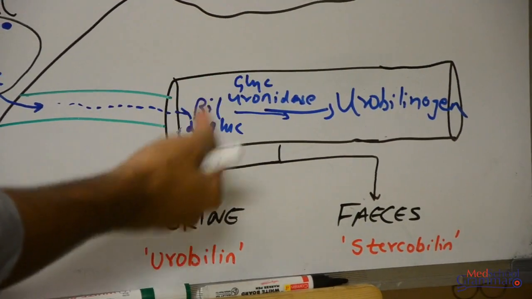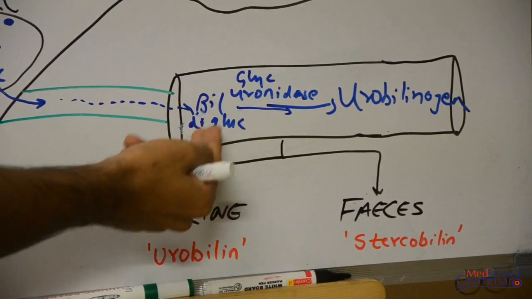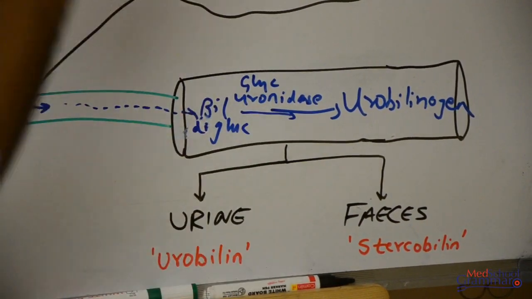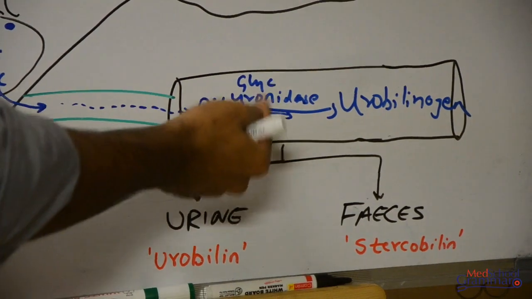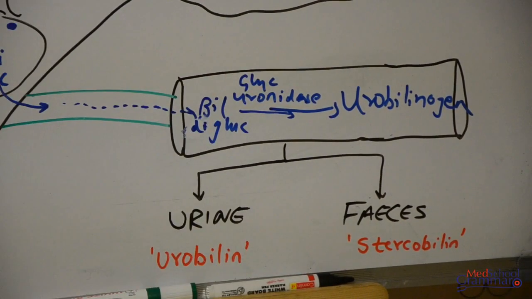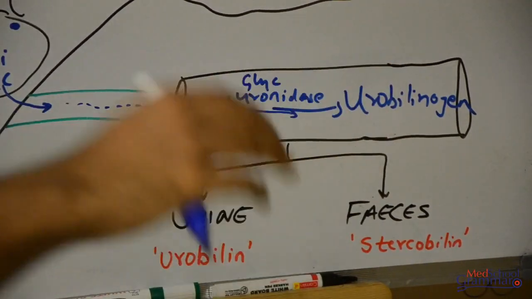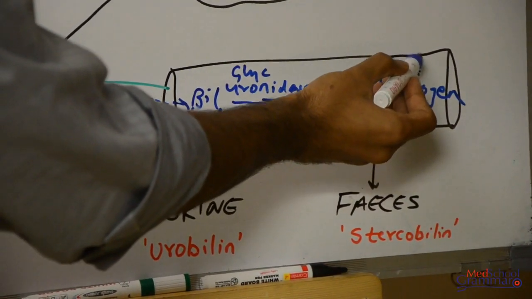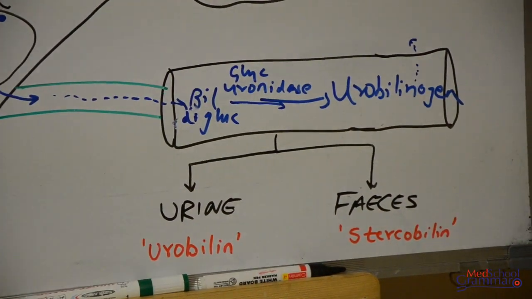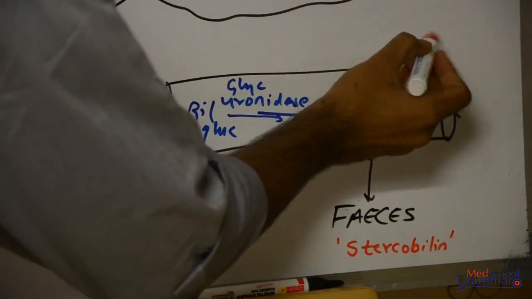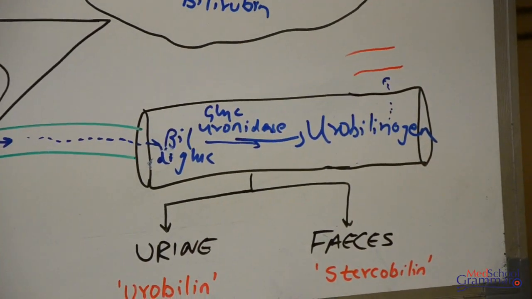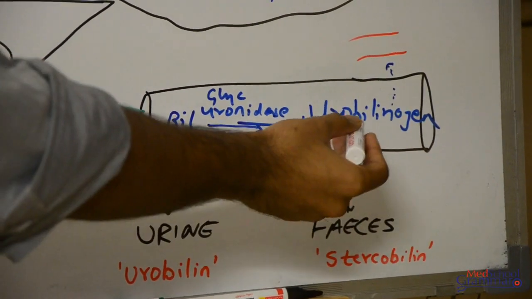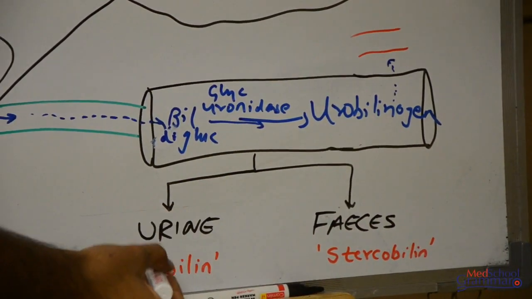So what happens? Conjugated bilirubin or bilirubin diglucuronide enters the intestines, especially the terminal ileum and the large intestine, where glucuronidase enzyme is present, which converts the conjugated bilirubin into urobilinogen. Now some part of urobilinogen escapes into circulation. The remaining part of urobilinogen is excreted via the kidneys in the urine.